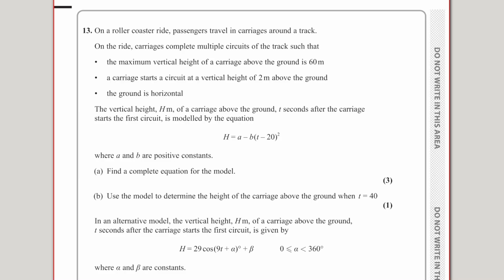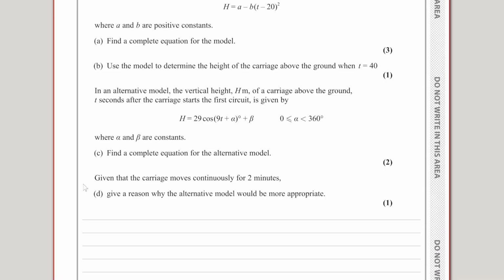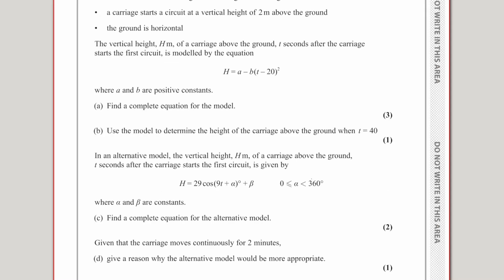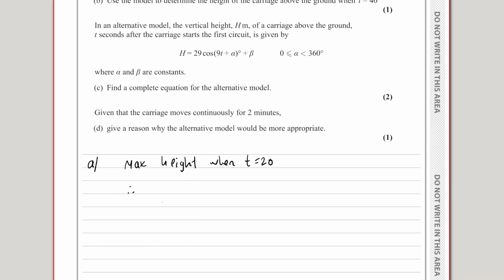So here we've got a quadratic, and the maximum height is going to be where the bracket equals 0. It's in the complete the square form. So maximum height is when t equals 20. Max height when t equals 20. And that will be 0 times b, which will be 0. So the height will be a, and that will be 60. So therefore, a will be 60.